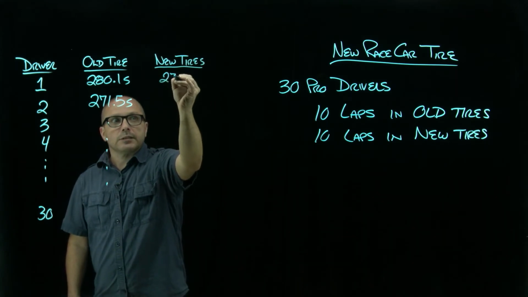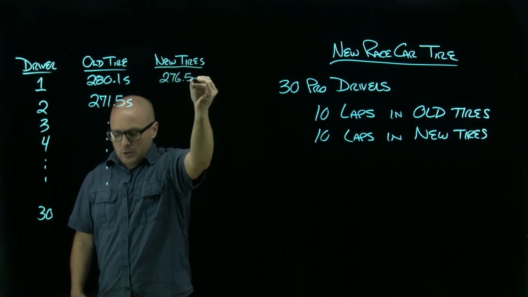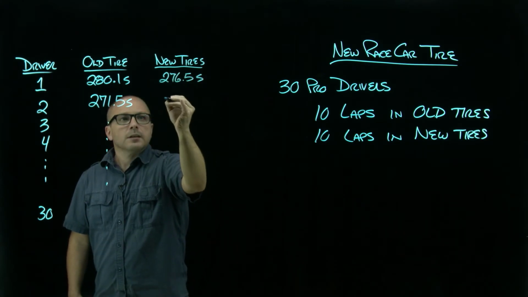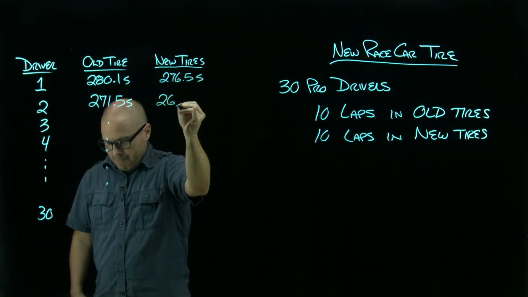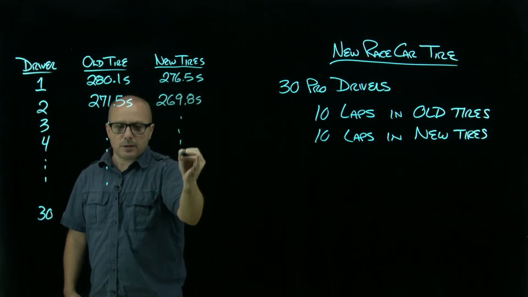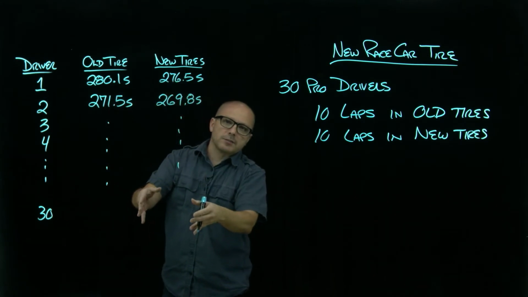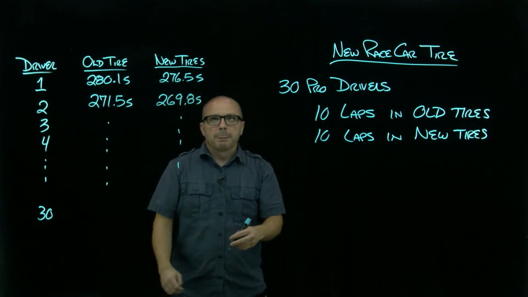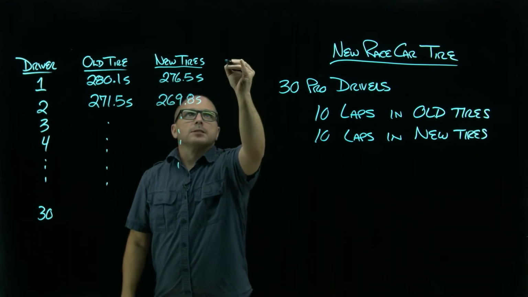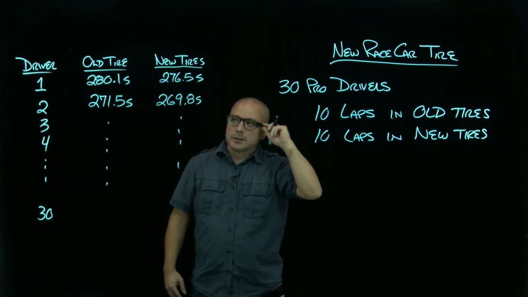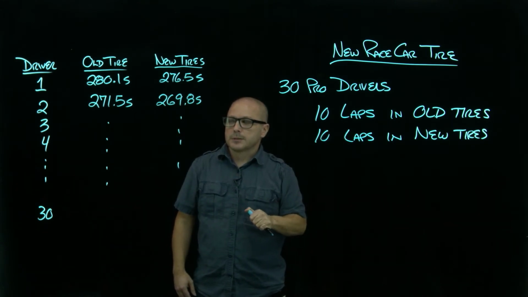So let's say on the new tires, driver 1 does 276.5 seconds. Driver 2, 269.8 seconds, and so on. So we'd have these pairs of times for old tire and new tire for each driver. And we could look at, say, the difference here. And I won't put that up just yet because we'll go to the computer to look at the differences.